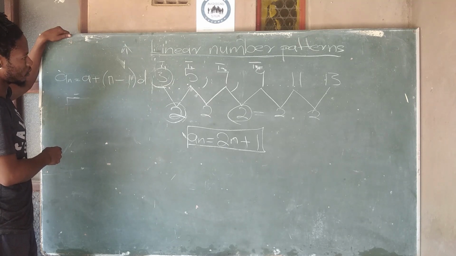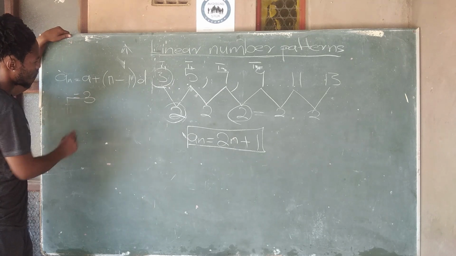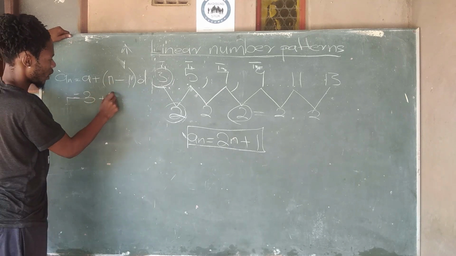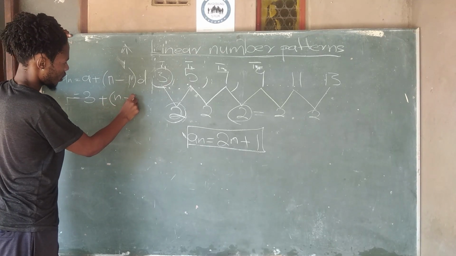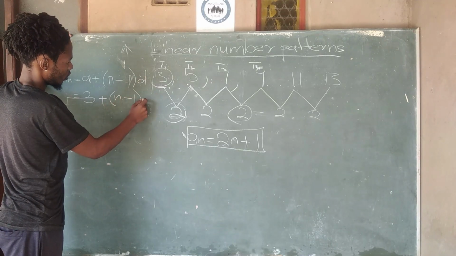First term of the sequence is 3 plus 2 times n. We don't have n, we just leave it like that. Minus 1. D is 2.